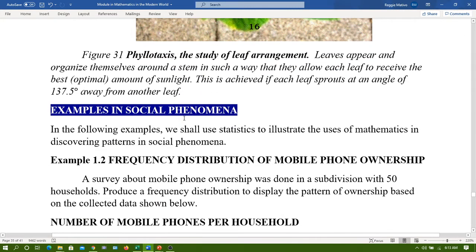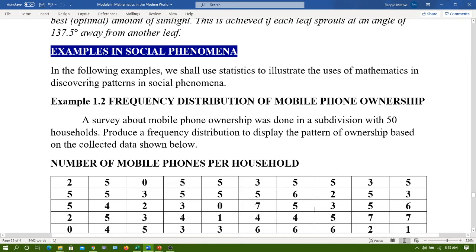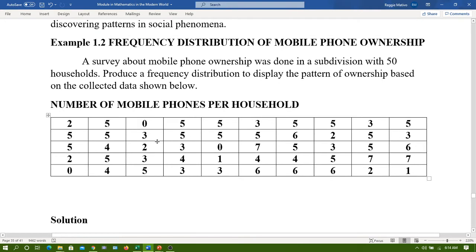Examples of the uses of mathematics in social phenomena. In the following examples, we shall use statistics to illustrate the uses of mathematics in discovering patterns in social phenomena. I believe that this is not new to you because you have passed probability and statistics in senior high school. Example 1.2, frequency distribution of mobile phone ownership. So the first thing is frequency distribution.